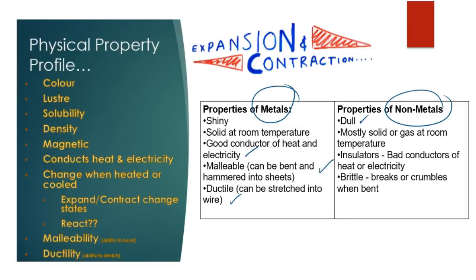Most of them are insulators, which means they do not conduct heat and electricity. They actually stop it from transferring through it. And they're brittle. They break or they crumble when you try to bend them or stretch them. So that's one basic physical property profile that's going to match most metals and non-metals. Even if you can't identify it perfectly, you can usually figure out whether or not you're dealing with a metal or a non-metal, as long as it's a pure substance.